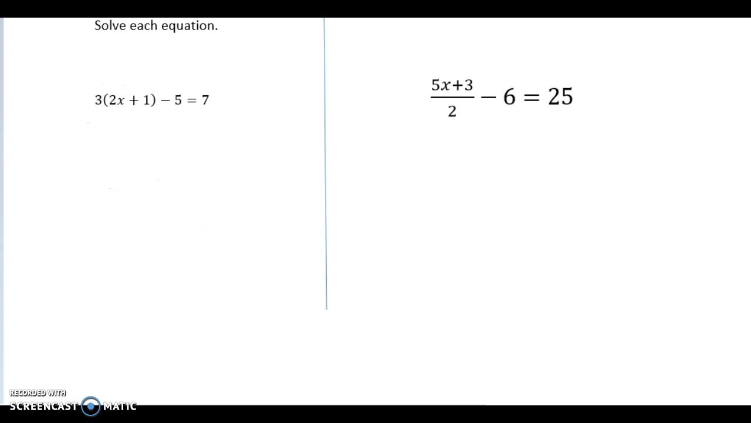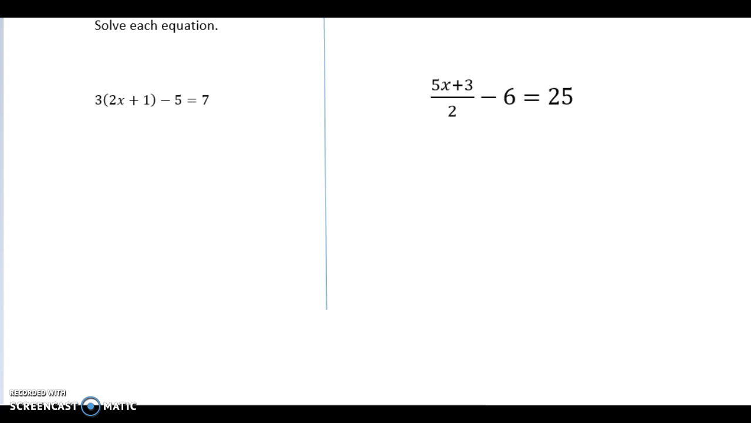In this video, we're going to review skills for solving a linear equation with one variable. We're going to start with the equation on the left side. The equation on the left side is written as 3 times the quantity of 2x plus 1 minus 5 equals 7. Notice there is a grouping symbol. The grouping symbol has to be broken down.